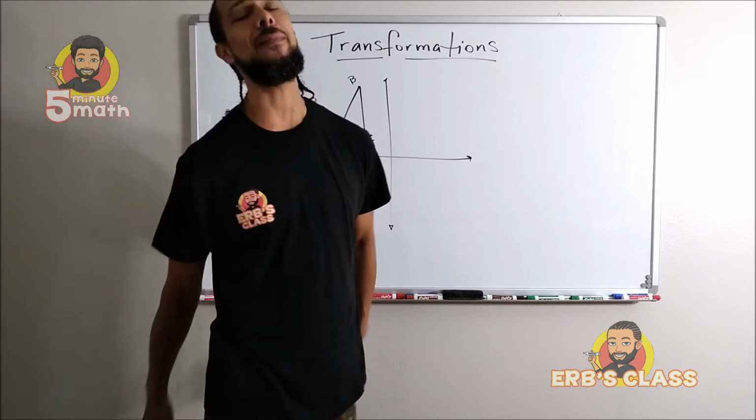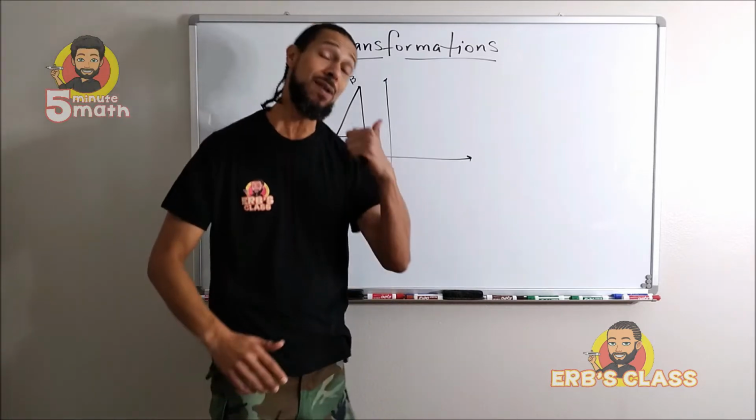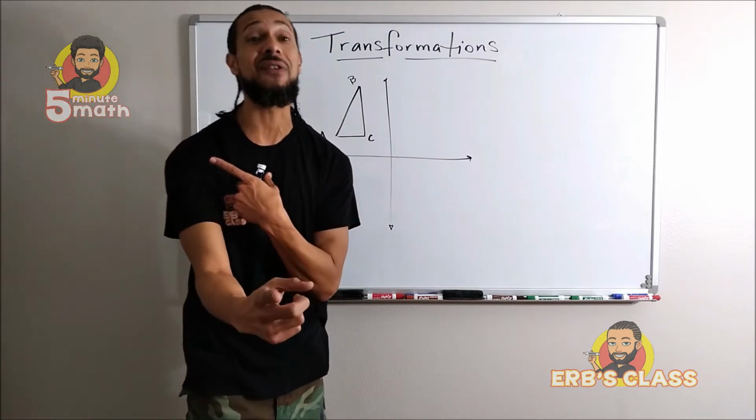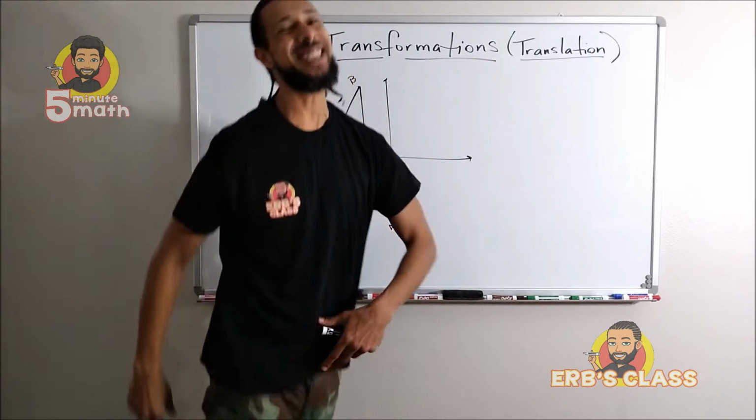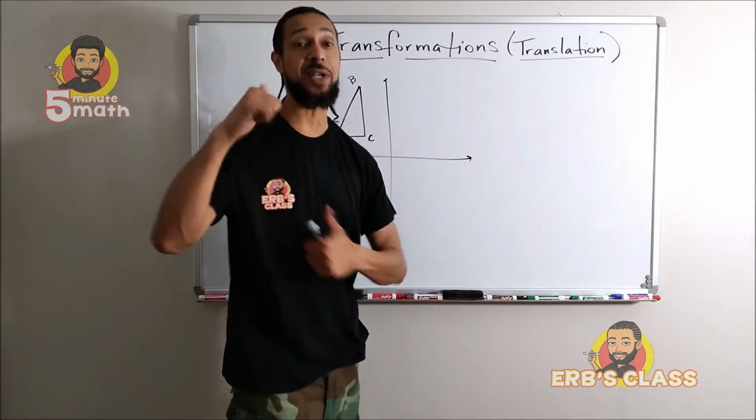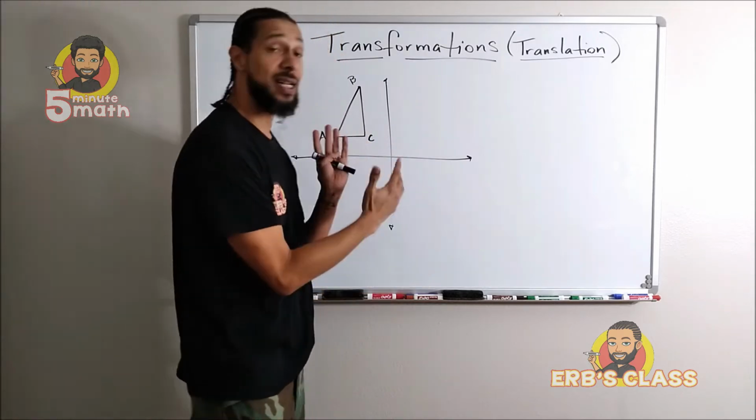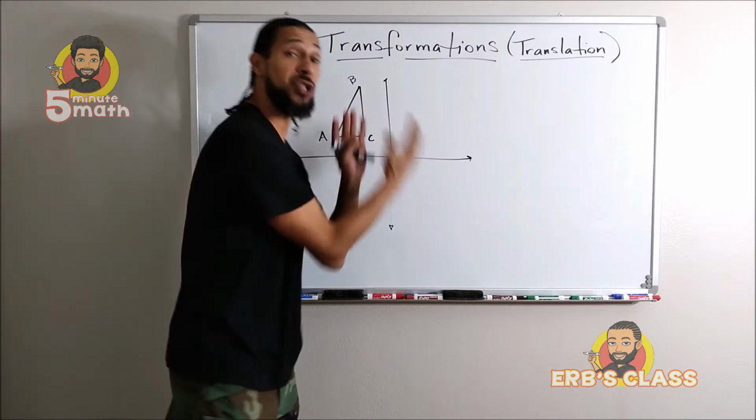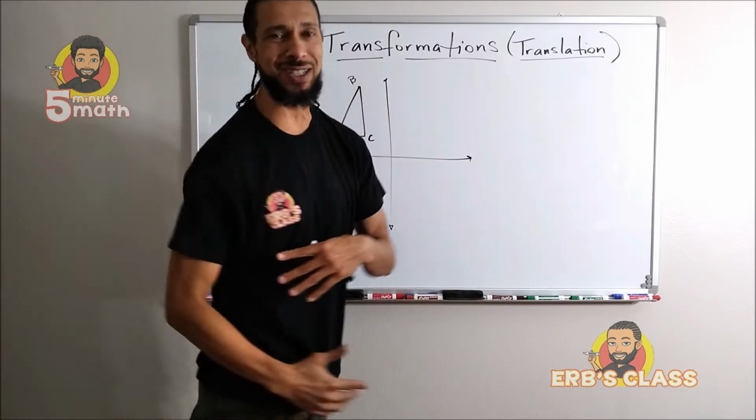For 5 more minutes of math, I got some more geometry for you, specifically transformations. Now, we're going to talk about the first type of transformation right now. Translations, of course. If you remember from the other videos, translation is the idea that we can just take this triangle or whatever shape it is and just move it or slide it to another place on this graph.